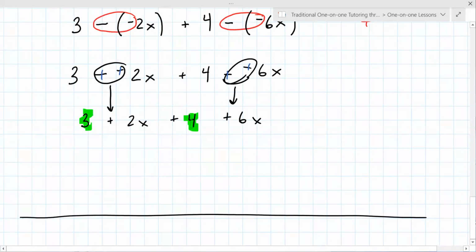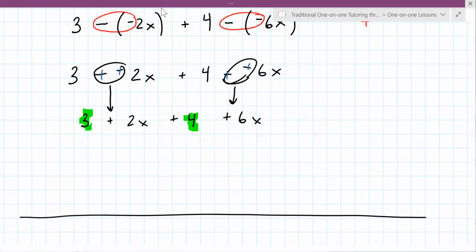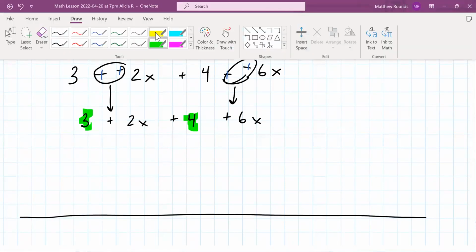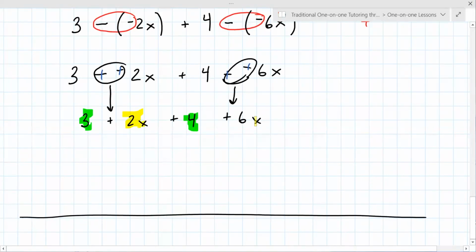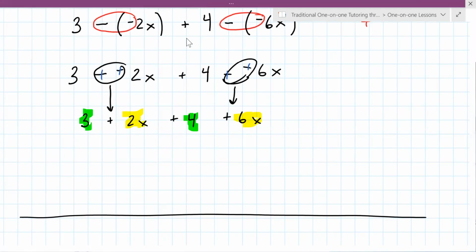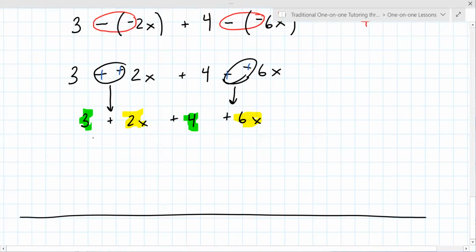So now you can combine like terms. Do you see that the 3 and the 4 are like, and the 2x and the 6x are like? Yes. And because there's pluses, you don't have to deal with any weirdness. You're like, oh, it's 3 plus 4. What is 3 plus 4? Well, it's 7. You can do that. What is 2x plus 6x? 8x. Okay.